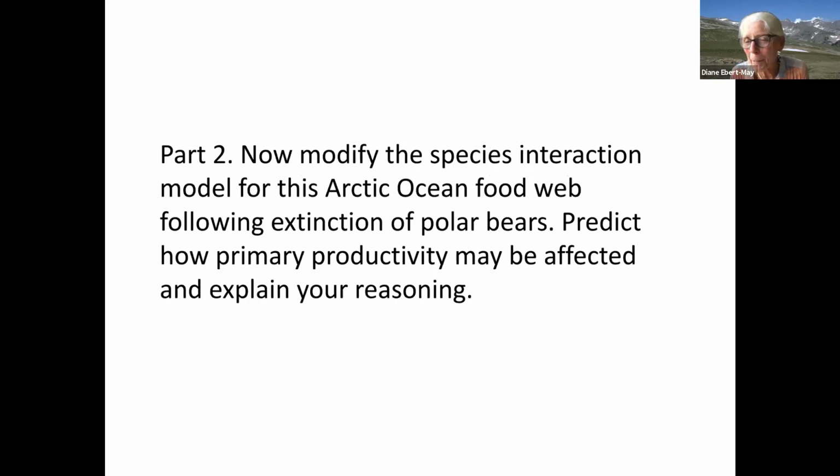Predict what will happen if you eliminate polar bears. Now they're doing something with their model. So they eliminate polar bears and predict how primary productivity may be affected and explain your reasoning. So let's go, Jennifer, go back 1.